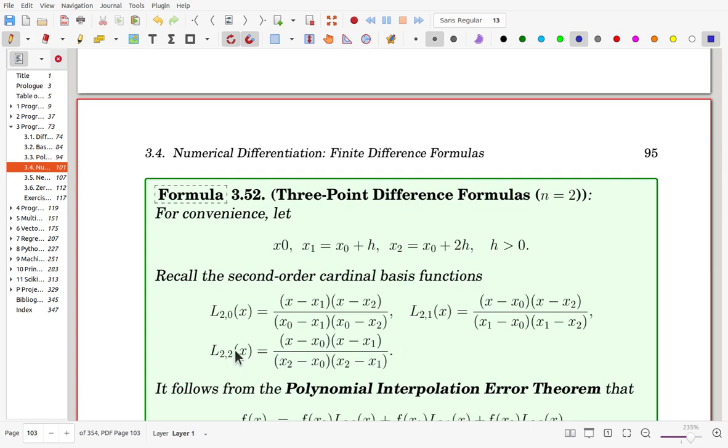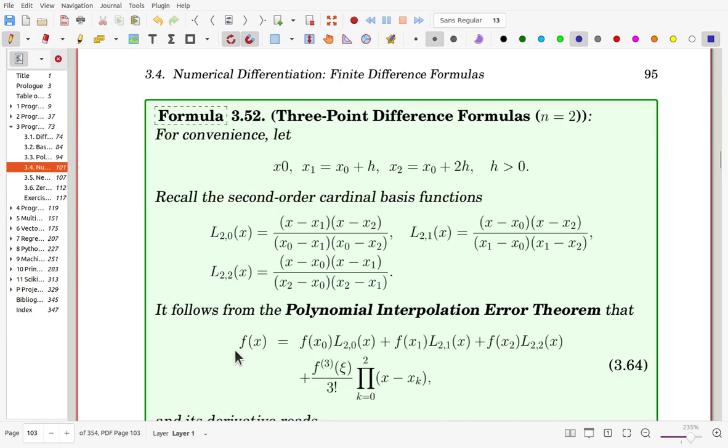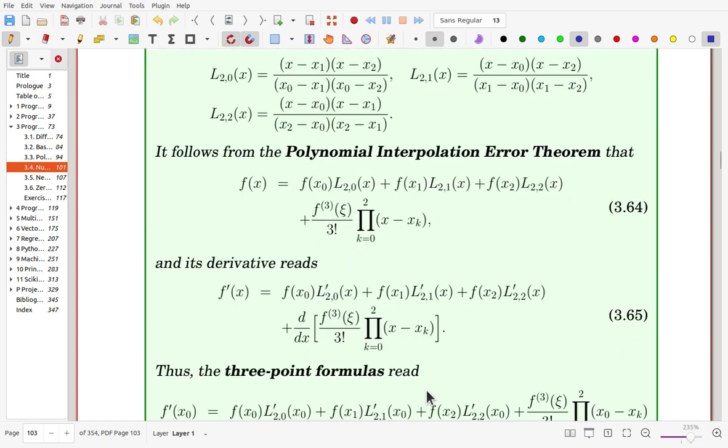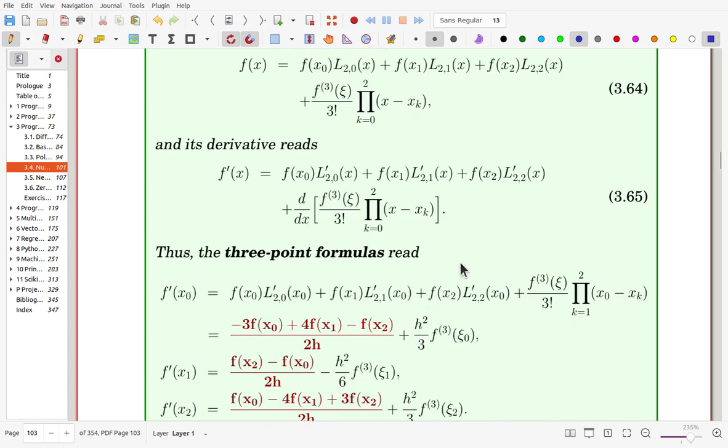And from the polynomial interpolation error theorem we have here, that is the second order Lagrange polynomial, and this is the error term. Okay, now we try to get the derivative, then f prime is now the derivative of these cardinal functions and the derivative of the remainder. And we try to evaluate here at each point x0, x1, x2.